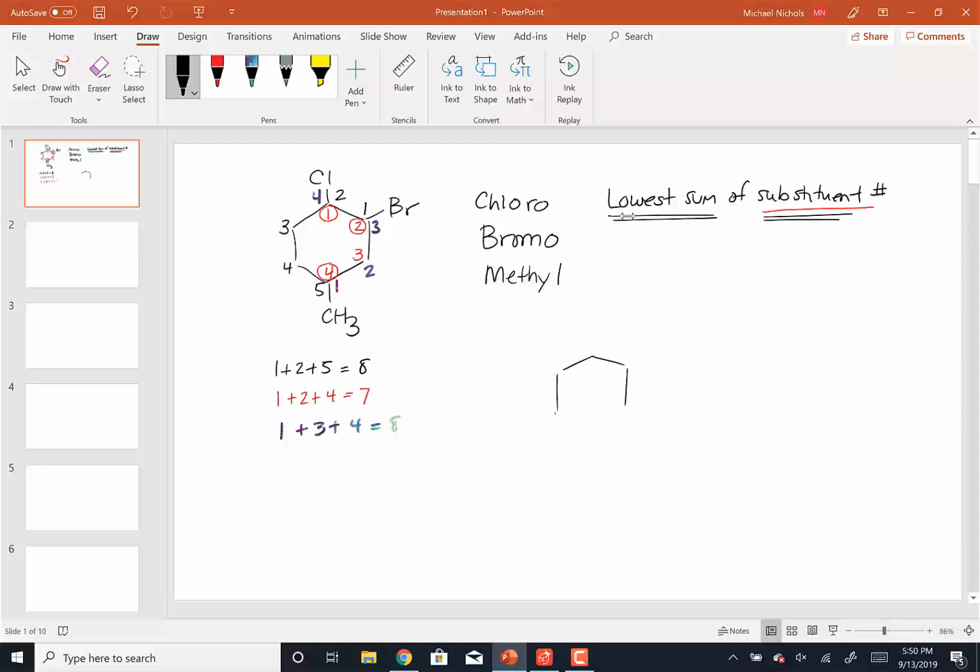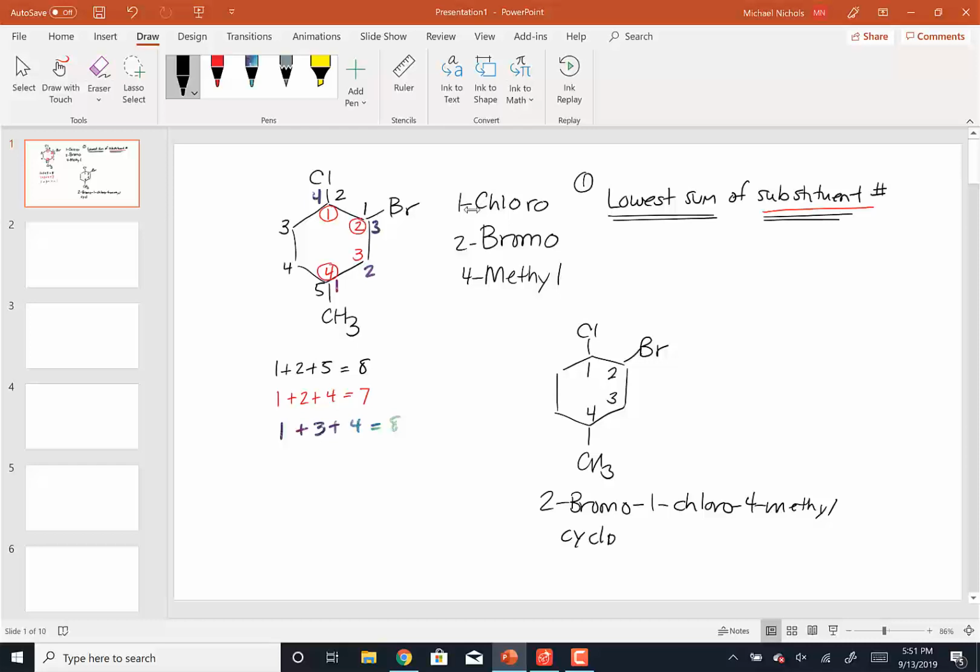Okay, so as I'm going through, I would say, okay, here's my chlorine, here's my bromine, here's my methyl, and my numbering scheme has to be 1, 2, 3, and 4. And so that's my lowest total sum of substituent numbers, which is rule number 1. And so then if I was naming this, I would now alphabetize these substituents. I'm going to have a 1 chloro, a 2 bromo, and a 4 methyl, so the name of this molecule, alphabetizing the substituents, would be 2-bromo-1-chloro-4-methylcyclohexane. And so that would be the name of this molecule. So that's rule number 1.